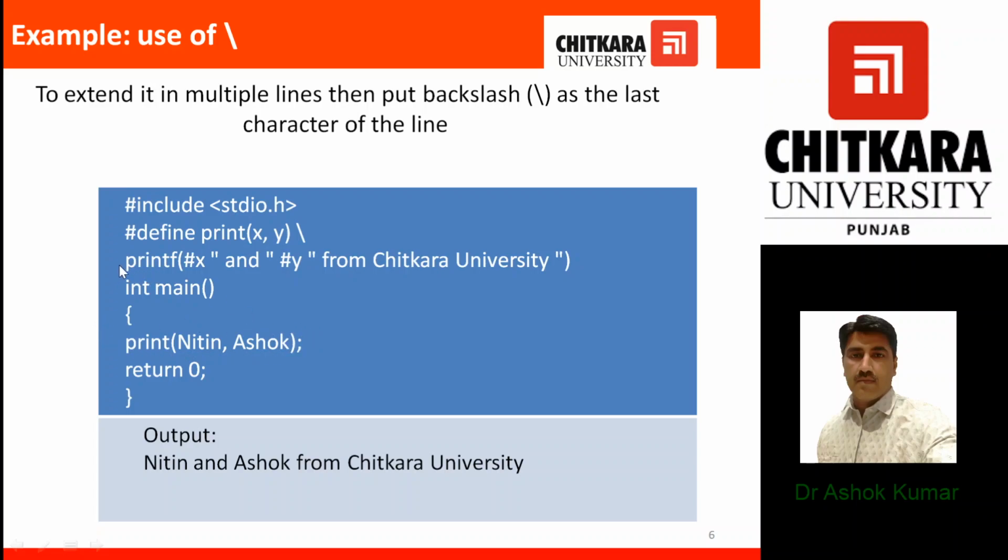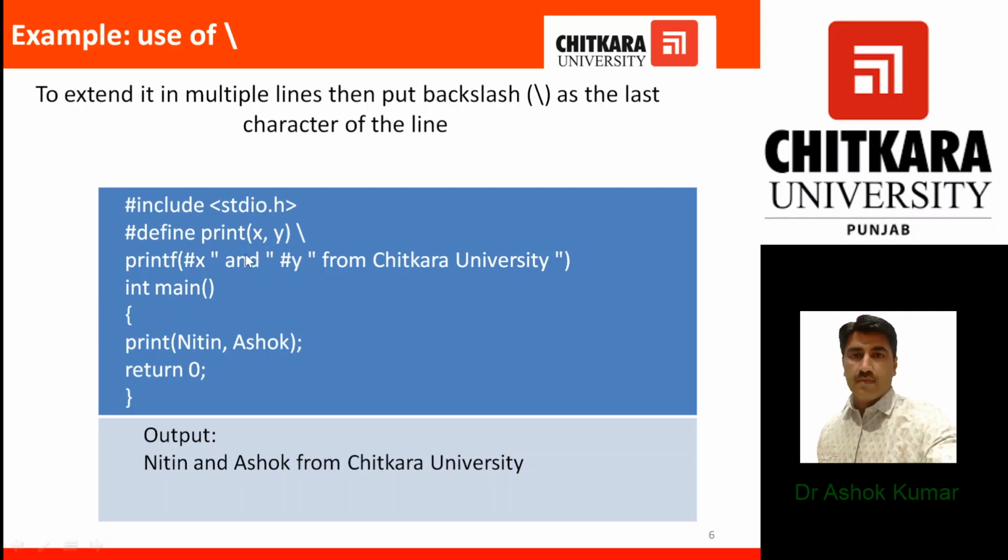The definition is printf hash x. So this Nitin will be passed to x, that means x is Nitin. This hash x converts whatever the parameter is to a string. So this Nitin will be converted to a string, so hash x is Nitin in double quotes. This is what you will get. The important point here is that whenever you use the hash with a symbolic name, it will convert its value into a string.